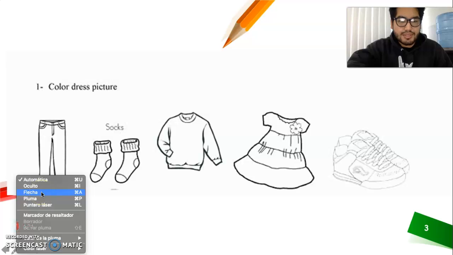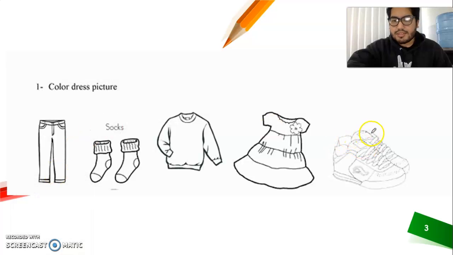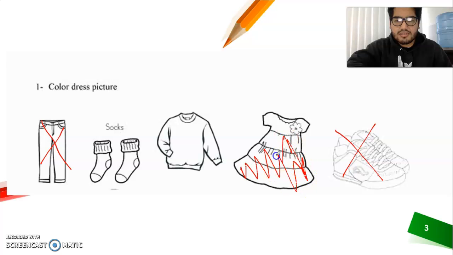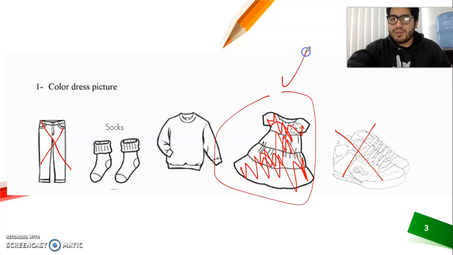color the dress picture. Where is the dress? So I can color it. Is the dress this one? No. Is the dress this one? No. Is the dress this one? Yeah. This is the dress. Okay. Yeah, so this is the dress. Very good.